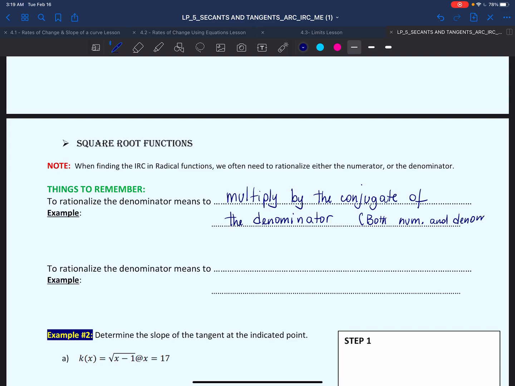Now to rationalize the numerator means to multiply by the conjugate of the numerator. So both sides of it, right? Both parts of the fraction.